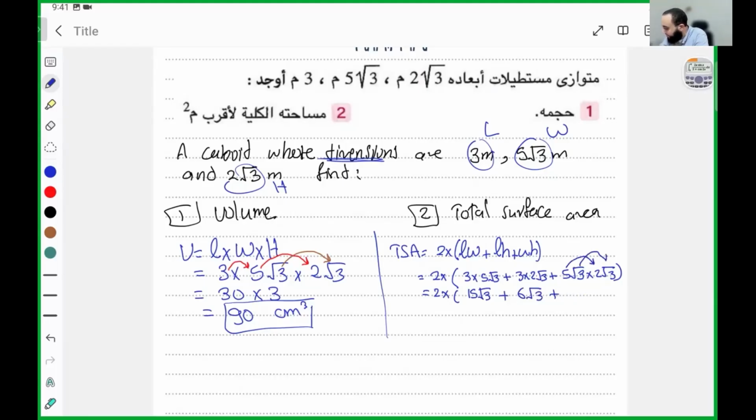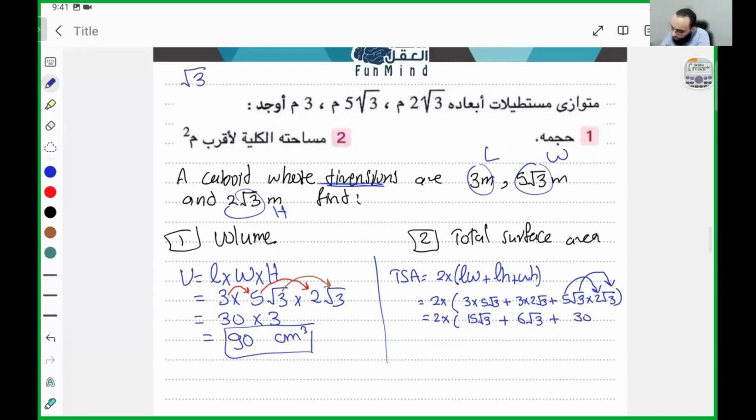It's 10 times 10 times root 3? No. Root 3 times root 3 equals what? 3. So it's 10 times 3. Root 3 times root 3 equals 3. Root 2 times root 2, 2. Root 5 times root 5, 5. Then root 3 times root 3, 3. 5 times 2, 10. 3 times 10, 30. That's it.